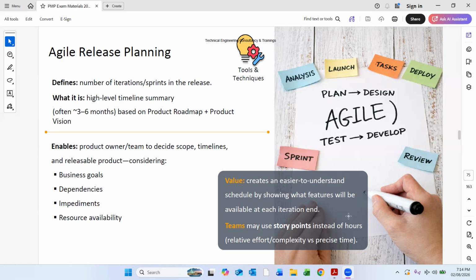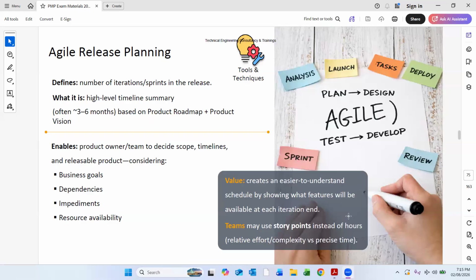In a project which is plan driven, we use baseline wording. But in agile we are using roadmap, right? We use the words product vision or product roadmap. It also enables the product owners and team to decide scope, timeline, and release, considering business goals, dependencies, impediments, and resource availability. So actually in agile, the team members or the owners decide by considering these.